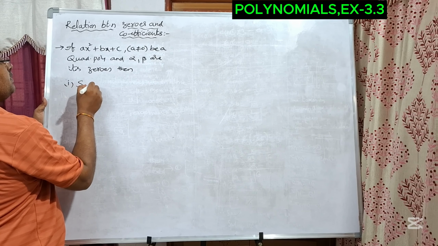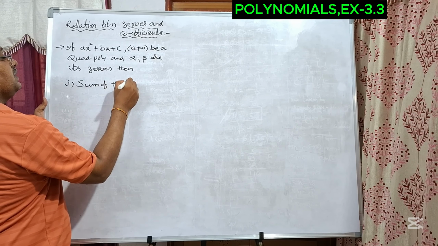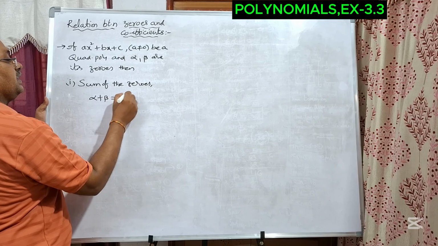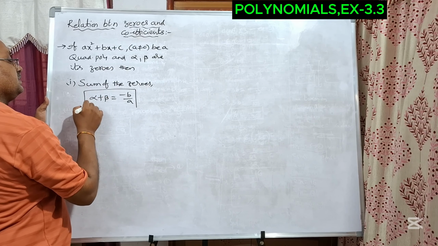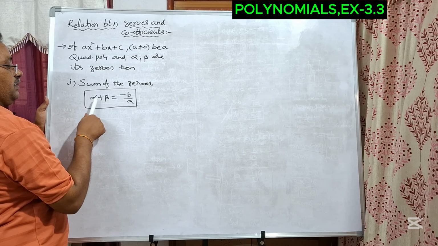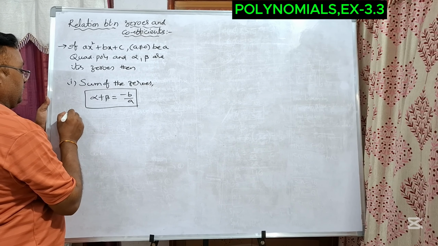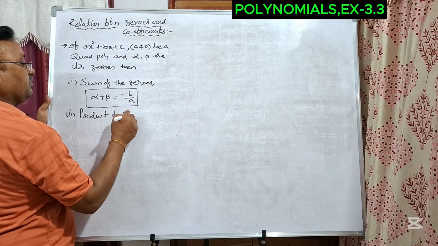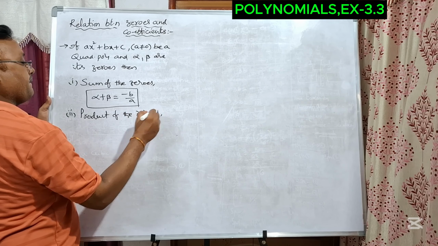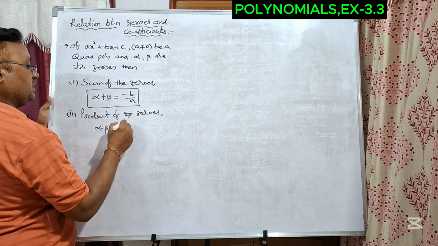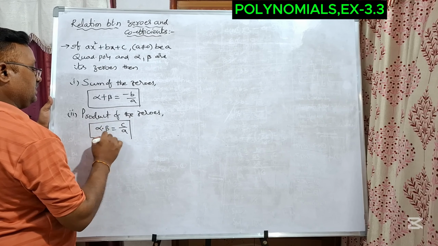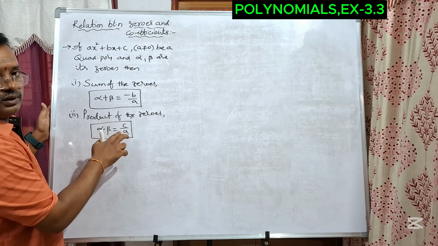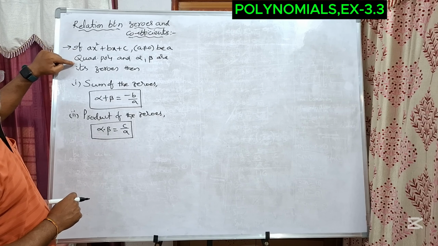First one, sum of the zeros, that is alpha plus beta is equal to minus b by a. This one is the simple formula. Sum of the zeros equal to minus b by a. And the second point is product of the zeros, alpha into beta is equal to c by a. This one is the second relation between the zeros and the coefficients with respect to a quadratic polynomial.